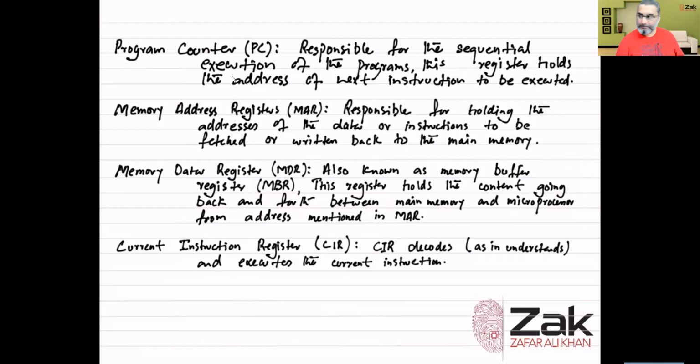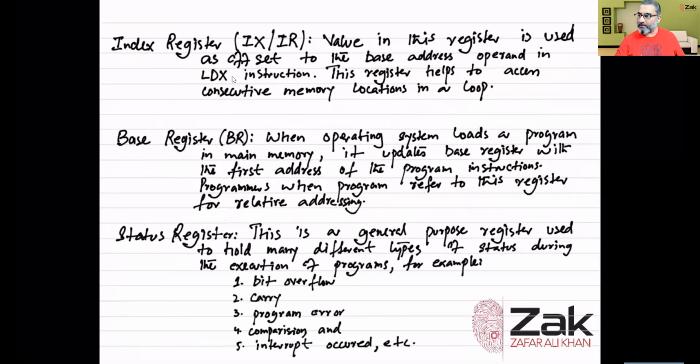Index register, mostly written as IX, and sometimes you might see it as IR, but in your syllabus it is IX. A value in this register is used as an offset. Now, what is an offset? Offset is actually displacement. Let's say if the address is 5 and the displacement is 6, so 5 plus 6 is 11. So this index register makes the address go ahead from the base address.